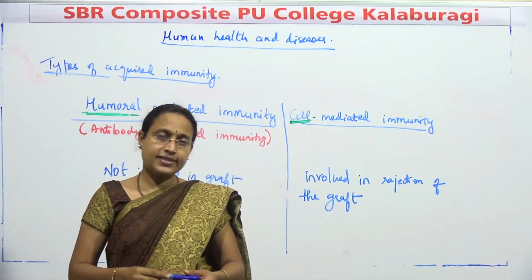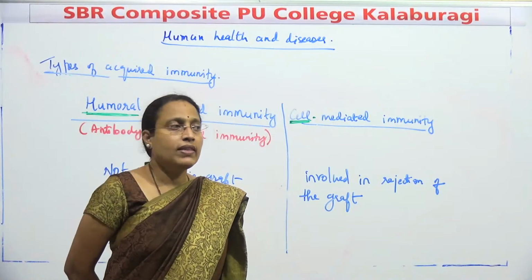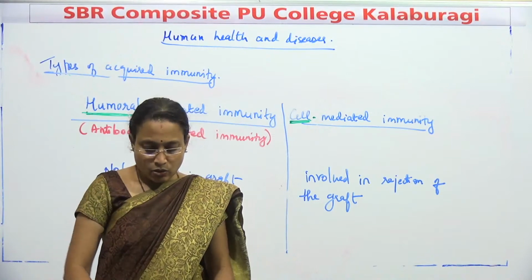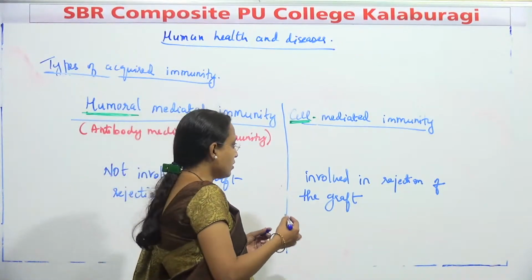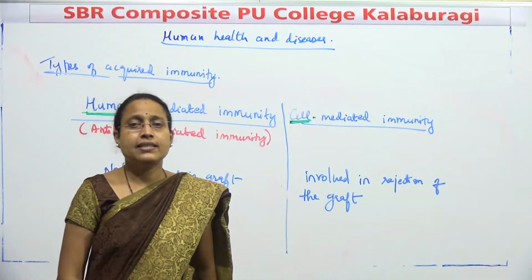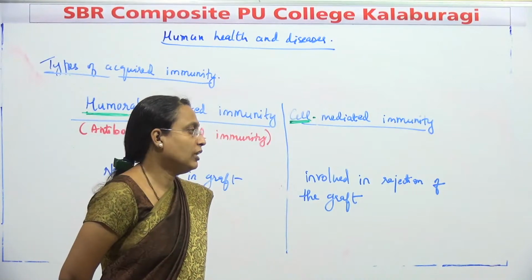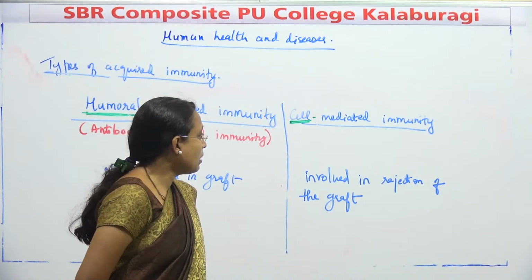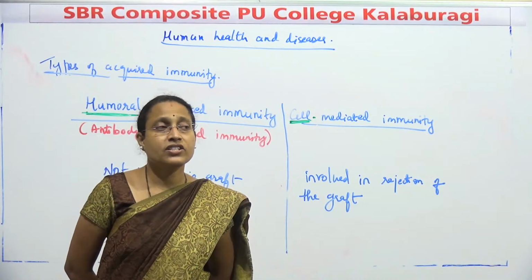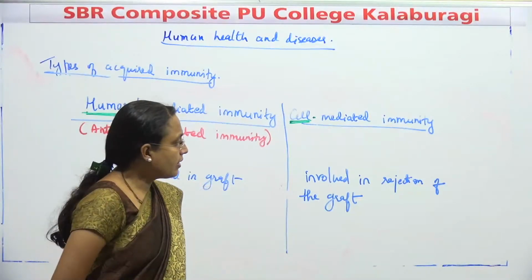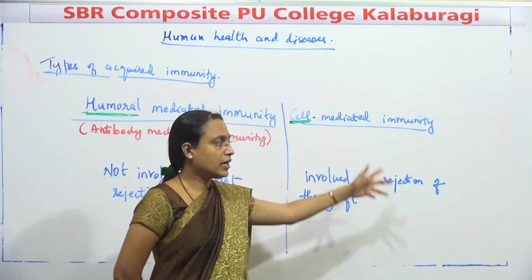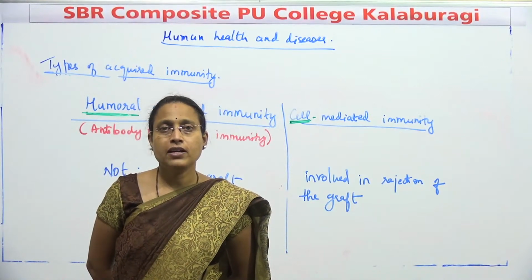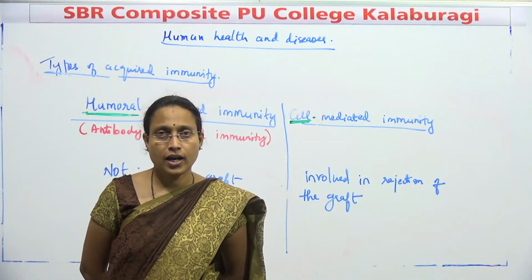Now if I ask, which cells are involved in graft rejection, whether it is B cells or T cells, you should know a little bit about B cells and T cells also. You know that graft rejection is due to cell-mediated immunity, and cell-mediated immunity is due to T cells. So it is the T cells that are involved in rejection of a graft or an organ.